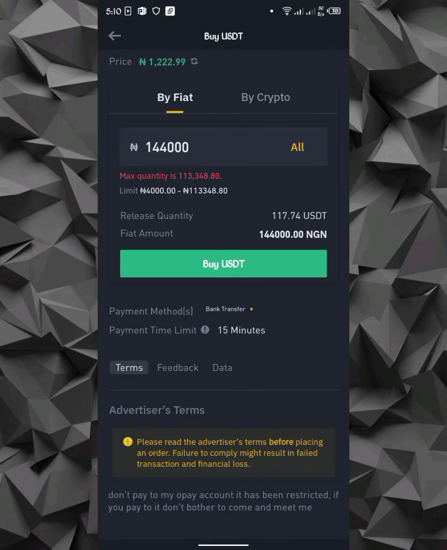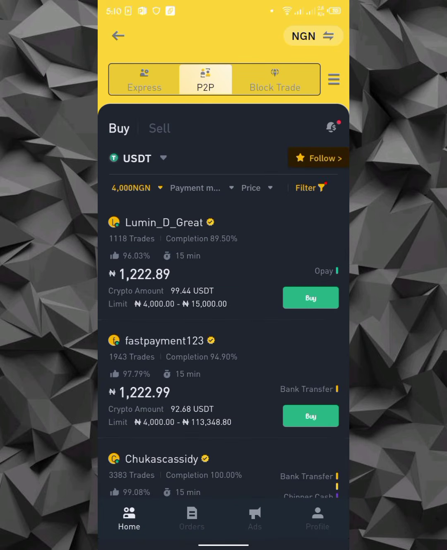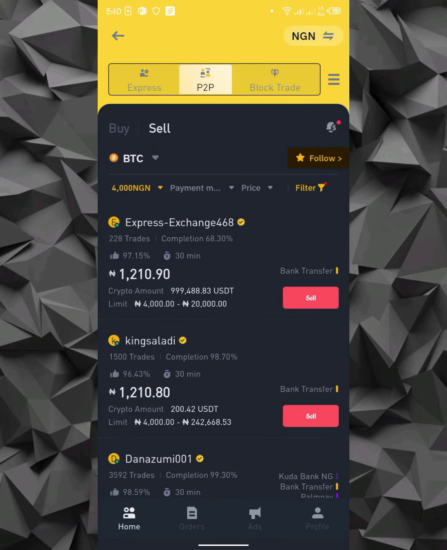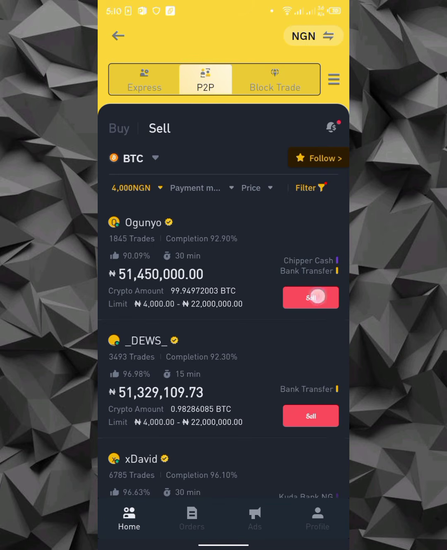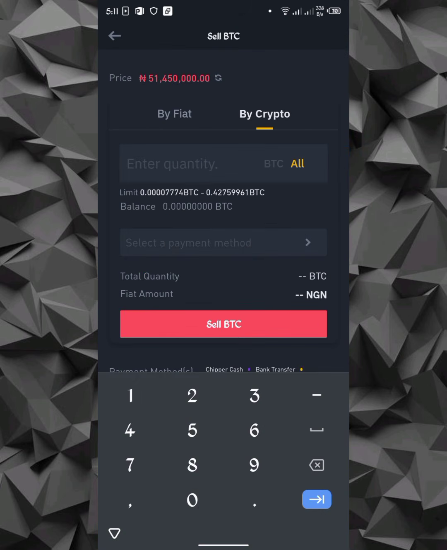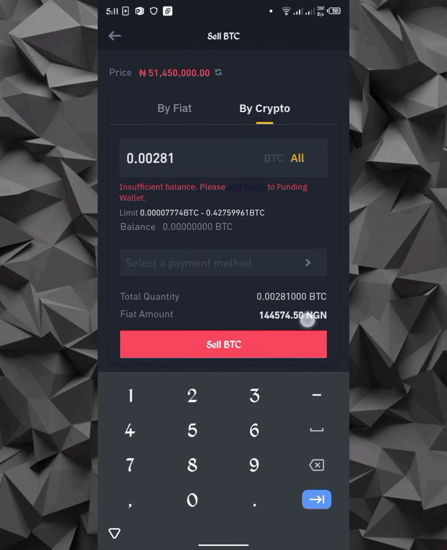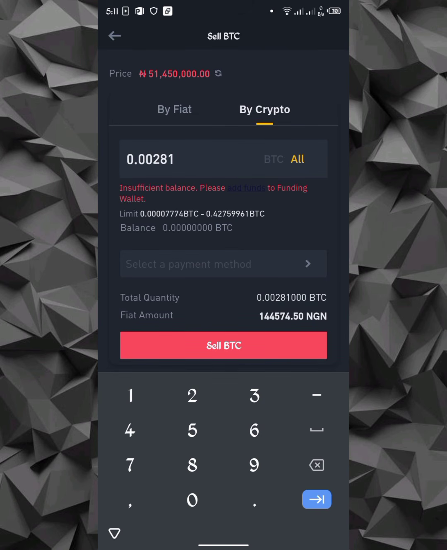So if you are selling, don't forget, let me go back to the process again. If you are selling the BTC, let me click on sell. If you are selling BTC to this guy, that same amount of BTC, 0.00281, you can see we're getting 144,574 naira. So if you subtract your capital of 100,000, your profit is 44,574 naira.